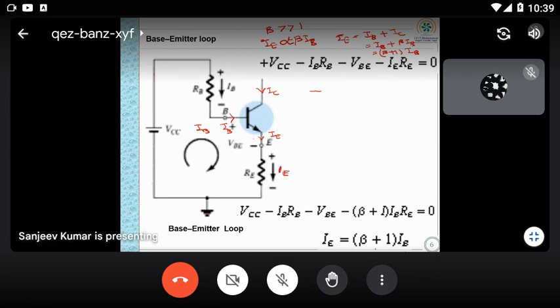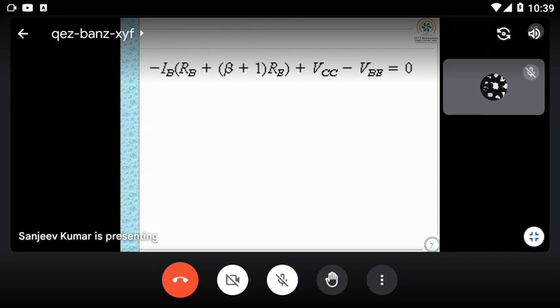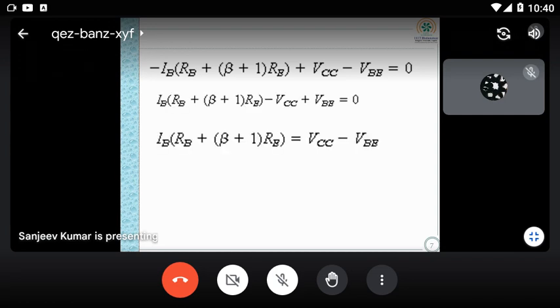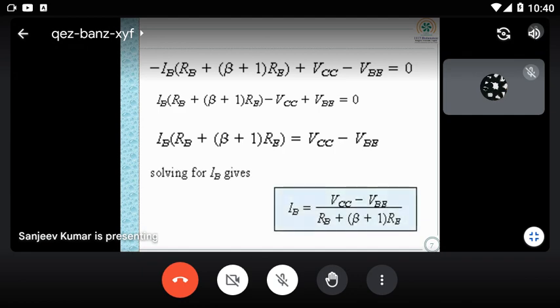So now one same equation we are writing, because we have to express this equation in terms of IB. VCC is known to you, VB is known to you, and RB, RE are known to you. So we write IB is equal to VCC minus VB divided by RB plus (beta plus 1) RE. In some books it is given as beta plus 1, or sometimes you can write beta RE, but more accurate is (beta plus 1) RE, because IE is equal to (beta plus 1) IB.